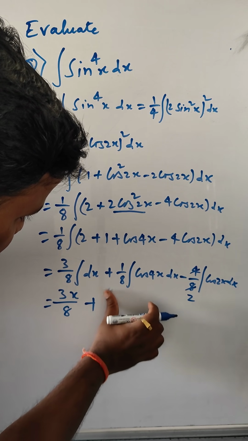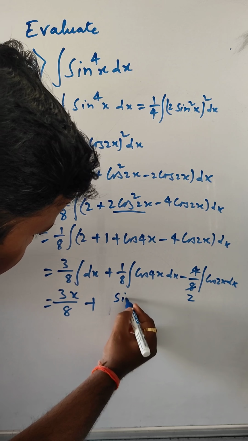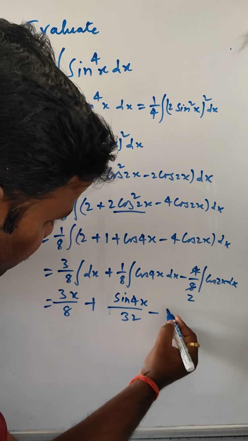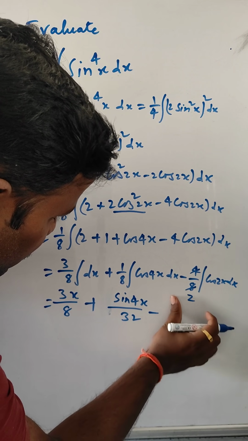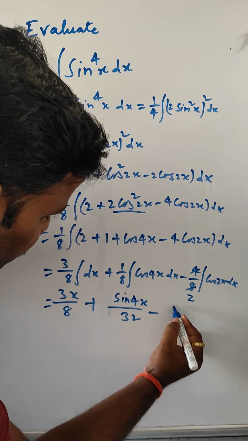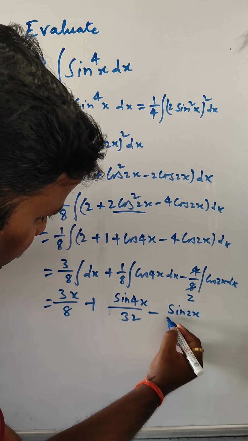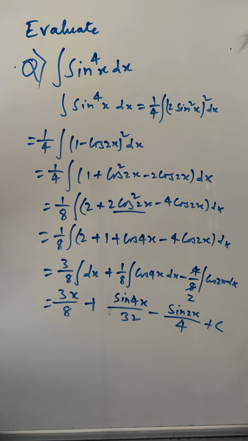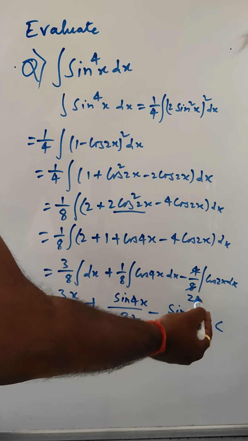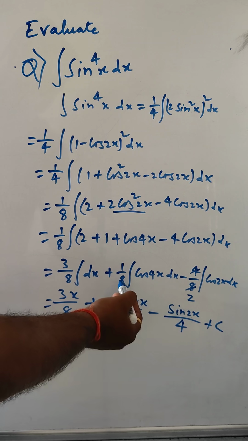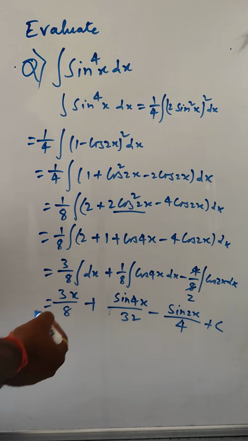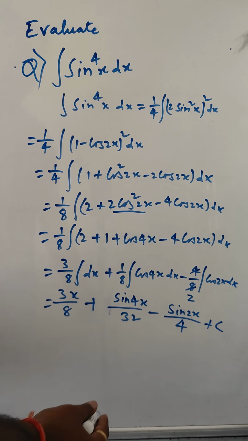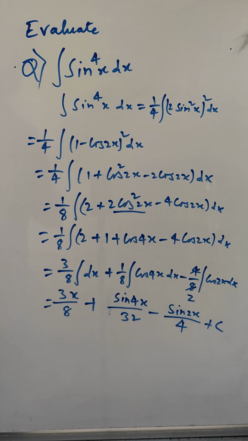cos. Cos is what, sin 4x, and here 32, correct, minus 1 by 4 means cos, this is also sin 2x divided by 4 plus c, correct. So 2 was there and the coefficient will come down here also, so 32. So 3x by 8 plus sin 4x by 32 minus sin 2x by 4 plus c is the answer of this problem.